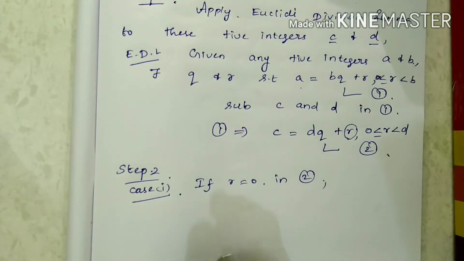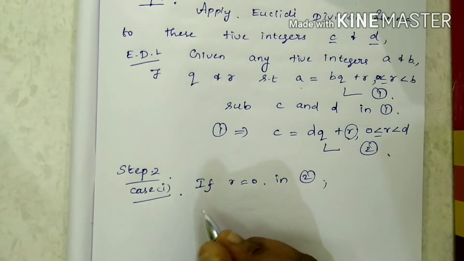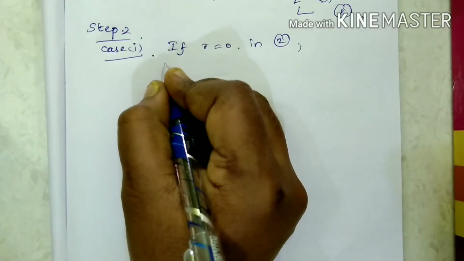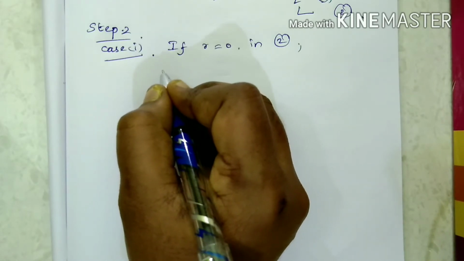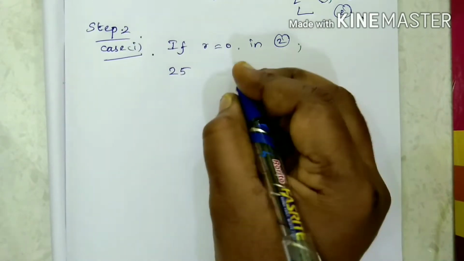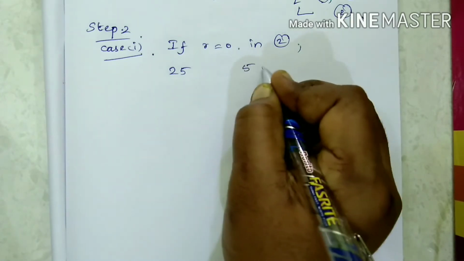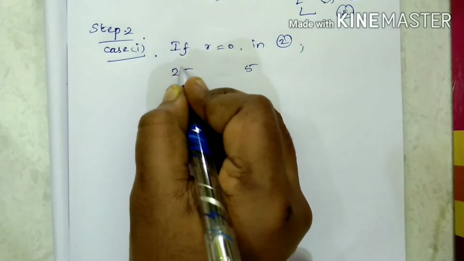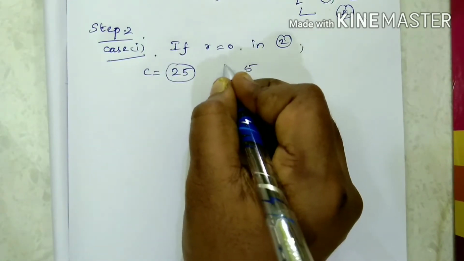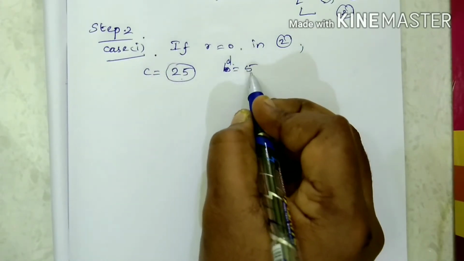For this, we can explain this with one simple example. Now we can consider any two positive integers. Let's take some positive integer, say 25, and another positive integer, a one-digit number. We can take it as 5. Let's consider this 25 as C and this 5 as D.